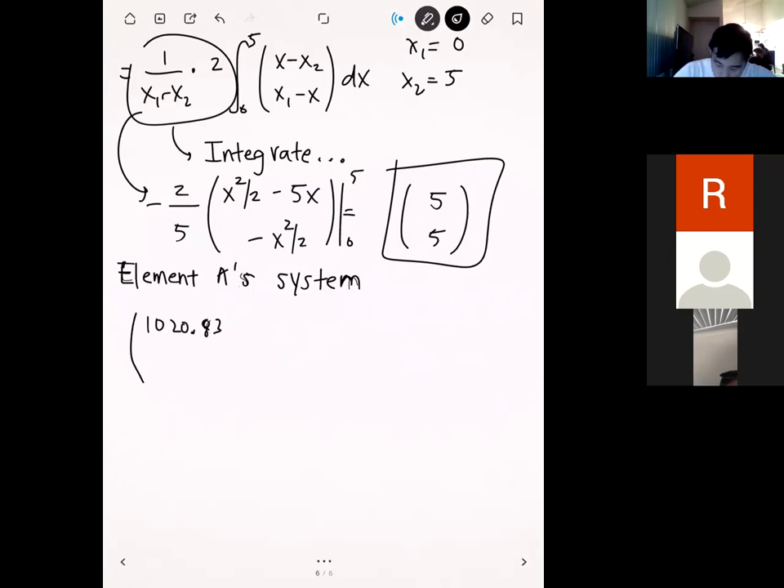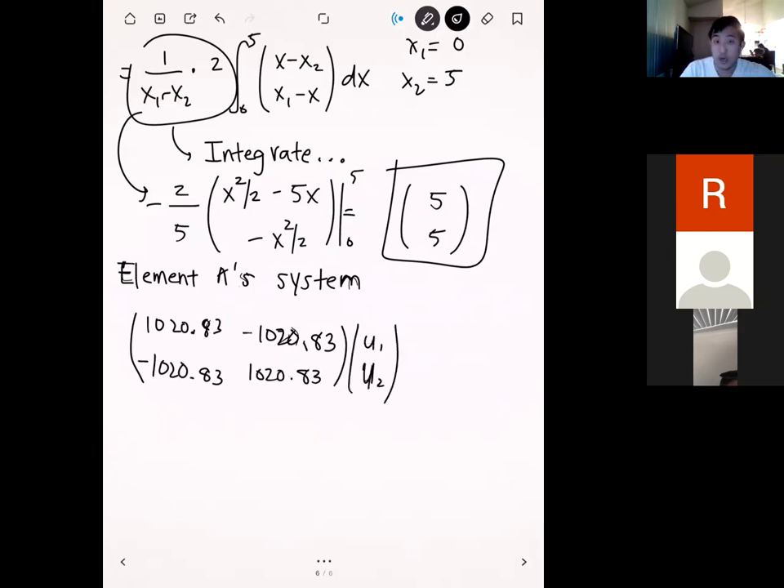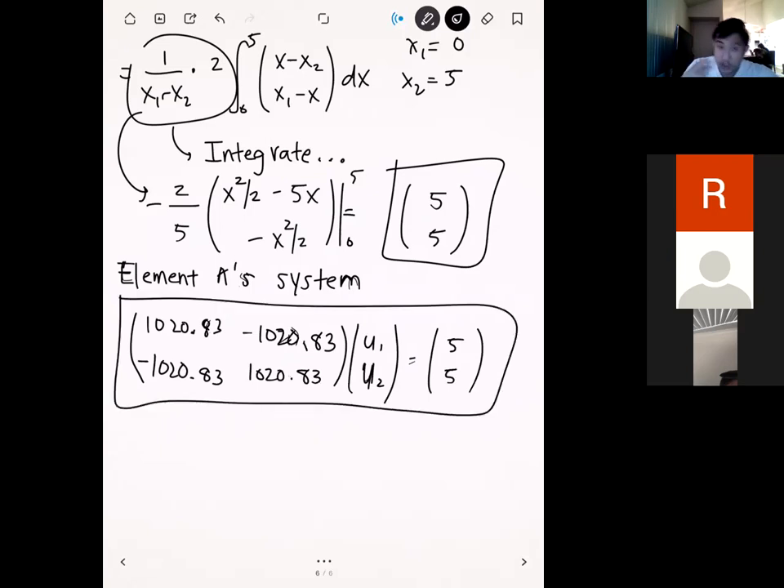So we have 1020.83, minus 1020.83, minus 1020.83, 1020.83. Element A is going to be acting on nodes 1 and 2, so that's going to be U1, U2. And then our element forcing vector, which we just found out, is going to be given by 5, 5. Any questions on how we found this first element system?